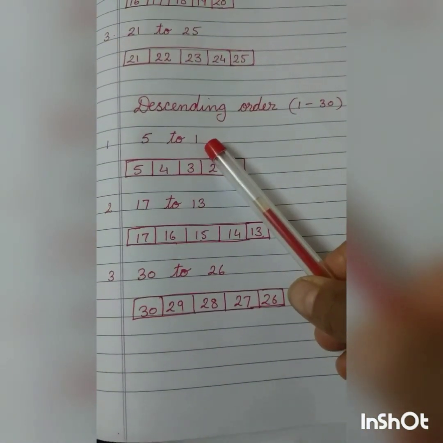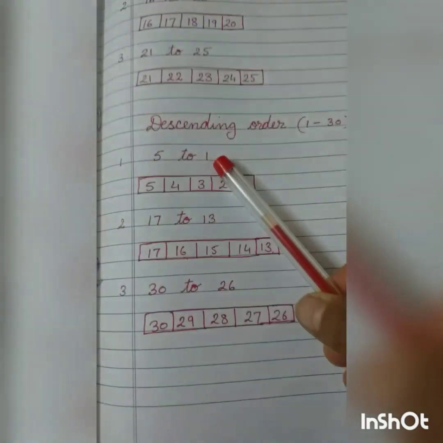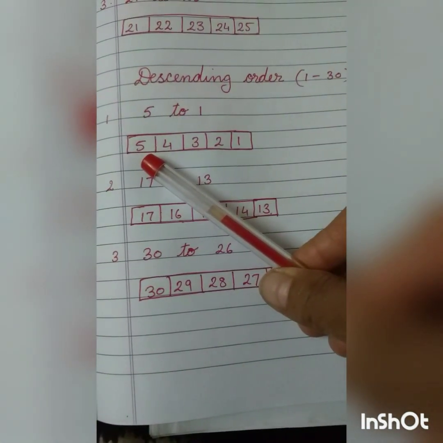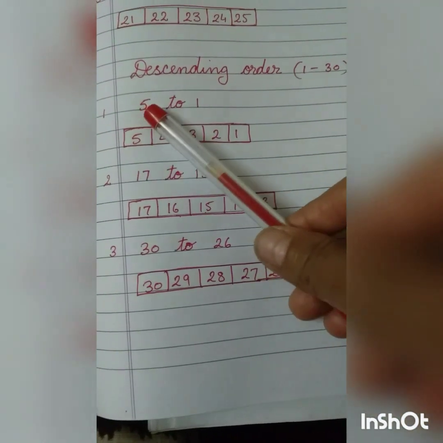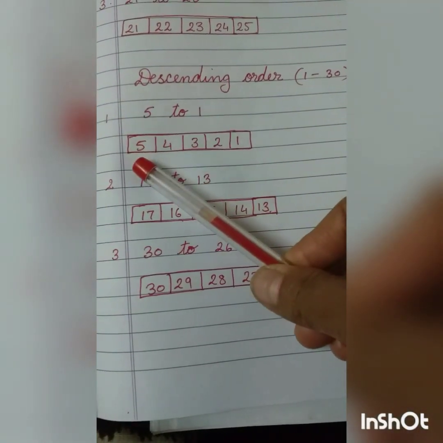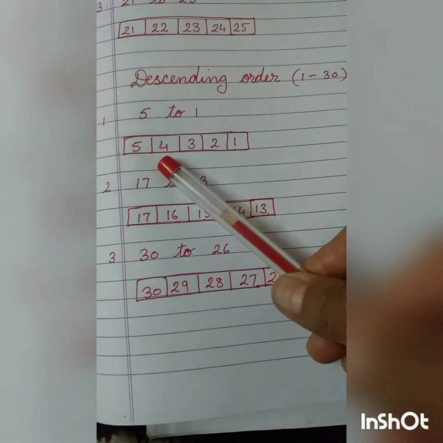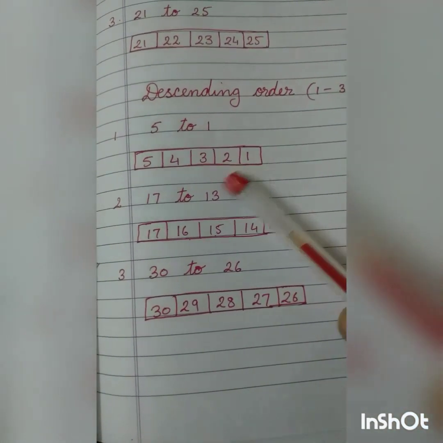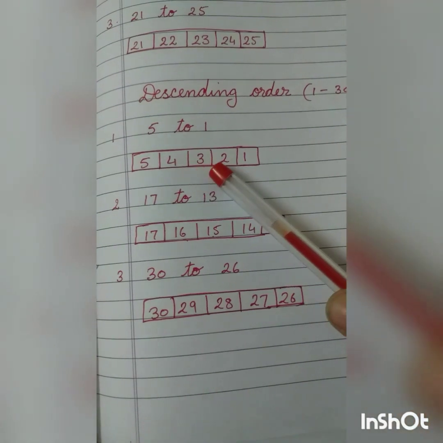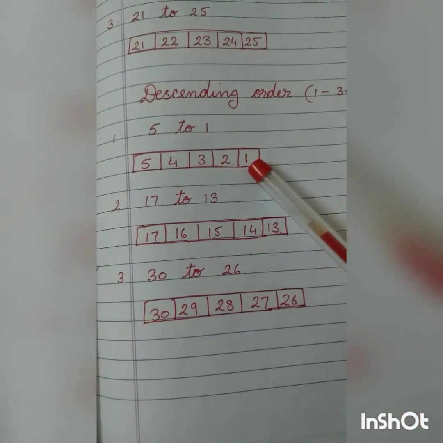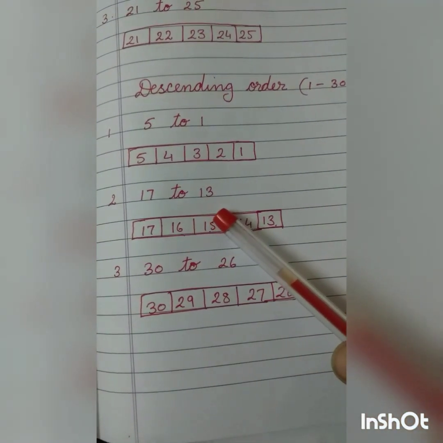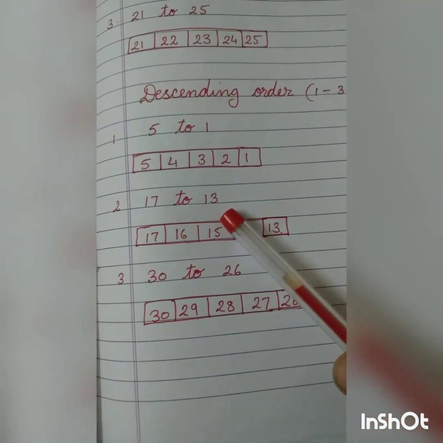Here till where we have to count? Till 1. So we will start in descending order. We will start with number 5. 5, 4, 3, 2, 1. Second, 17 to 13.